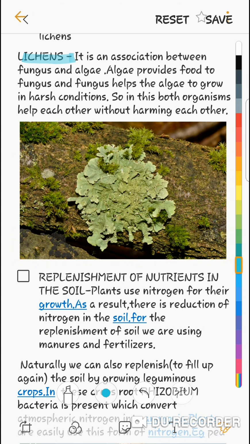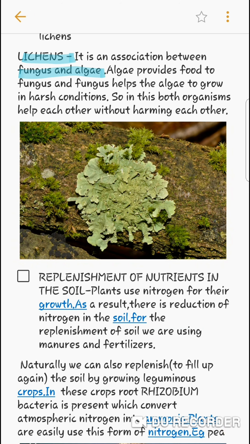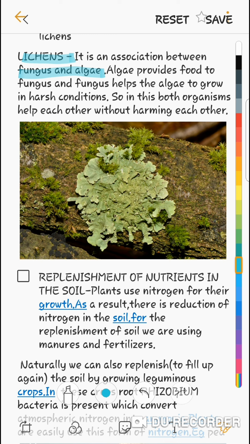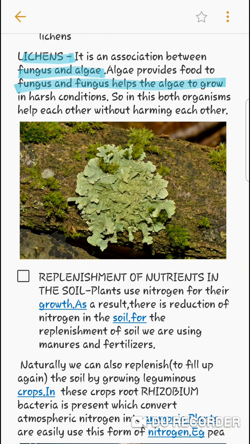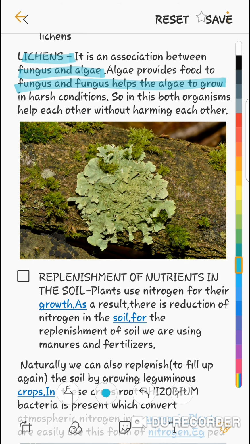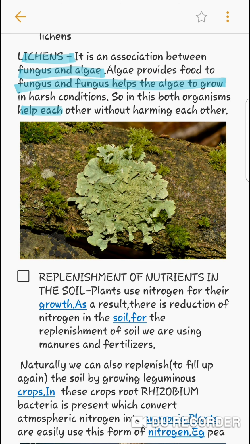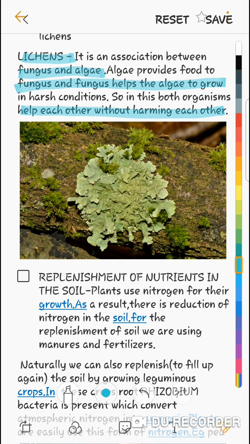Lichens. It is an association between a fungus and an alga. The alga provides food to the fungus, and the fungus helps the alga to grow in harsh conditions. So in this, both organisms help each other without harming each other.